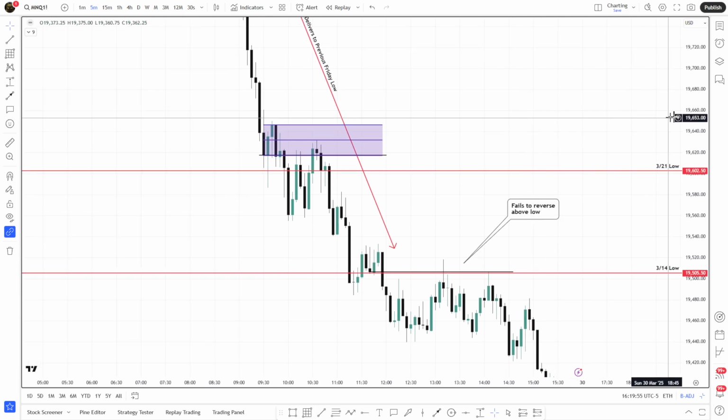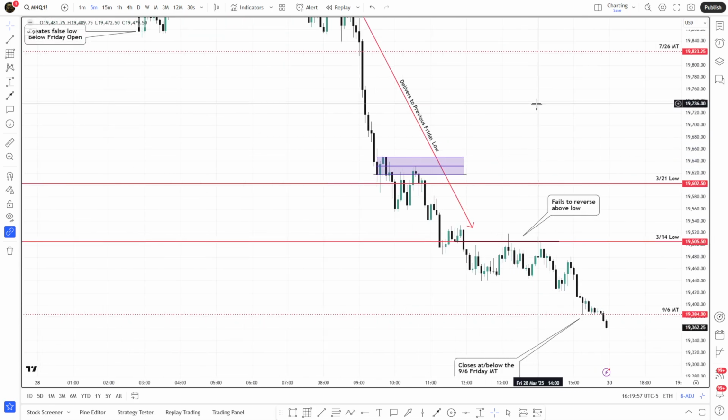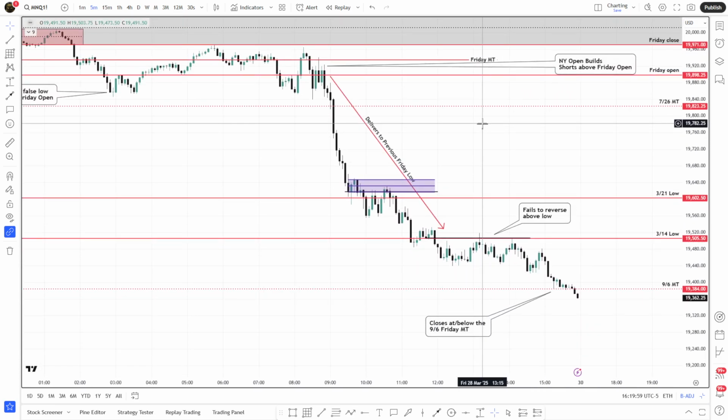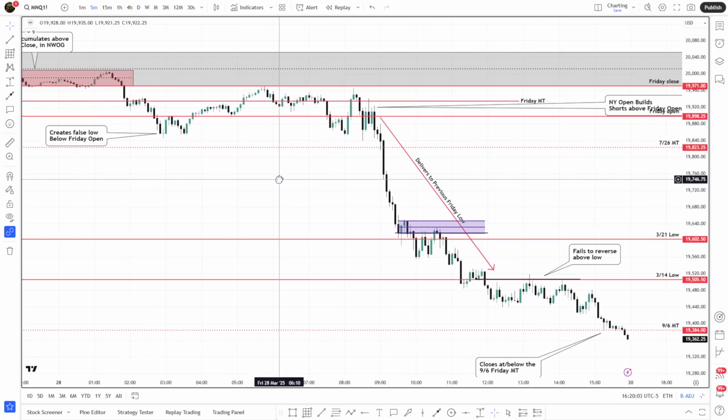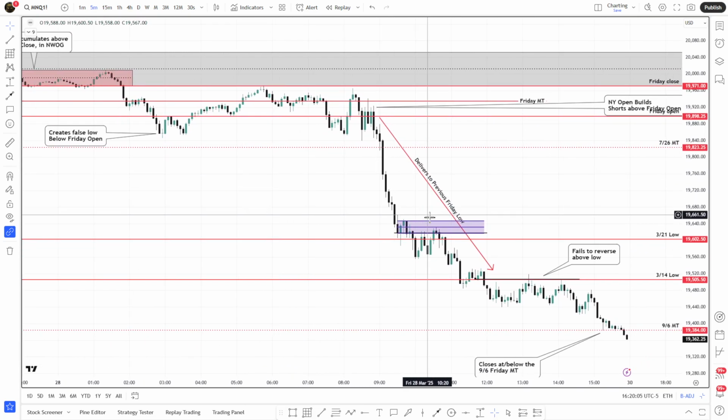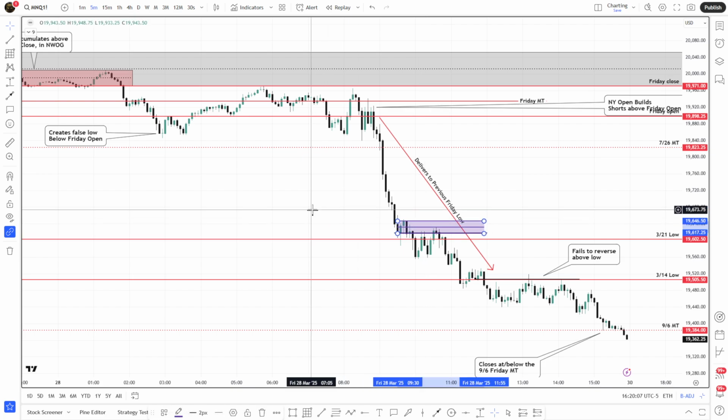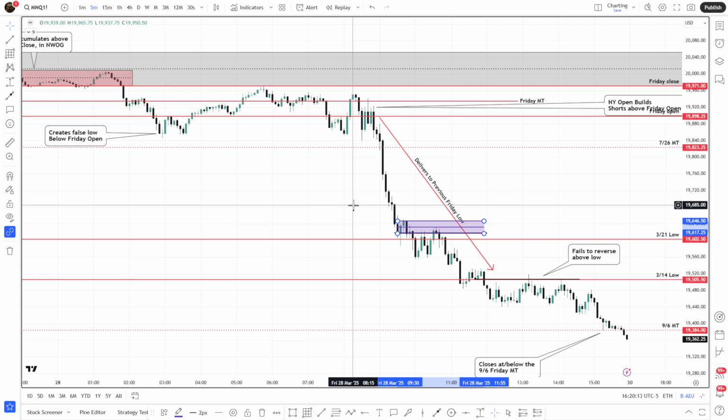So that's kind of walking through and managing expectations, using these levels, identifying price structure, and what I would expect to form at these levels based on the higher time frame bias of price should continue to be running lower.